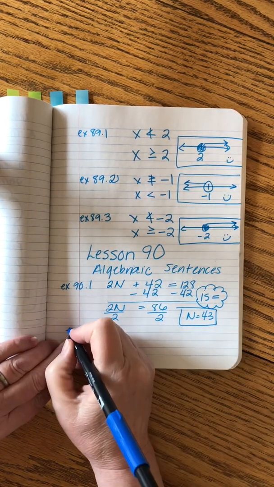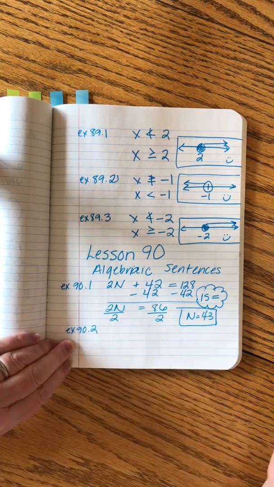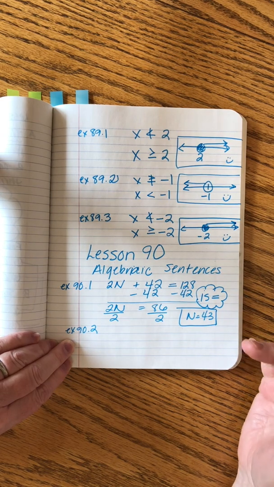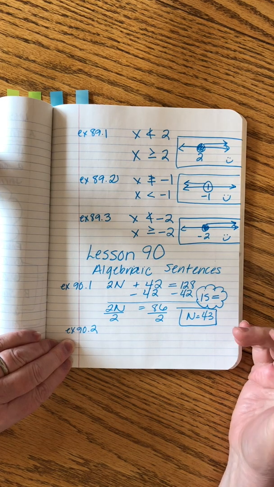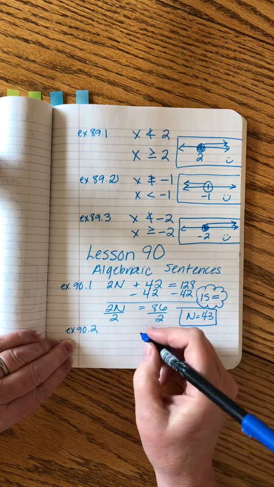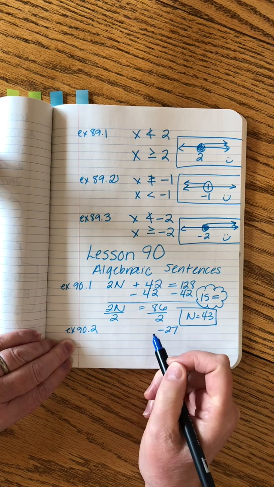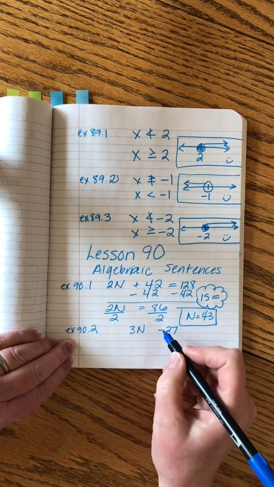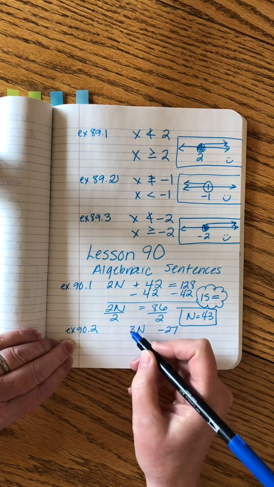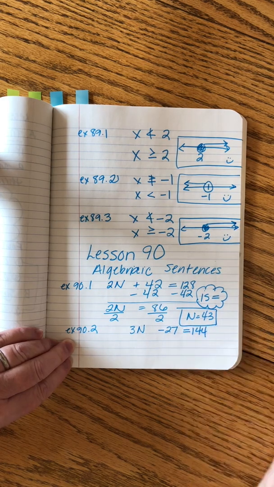Good to know. Example 90.2. 27 less, okay, that means subtraction. 27 less than the product of 3 and a number is 144. Okay, 27 less means we're going to subtract 27 from something else. The product of 3 and a number, 27 less than the product of 3 and a number is equal sign 144. Sorry, I'm squishing this together.